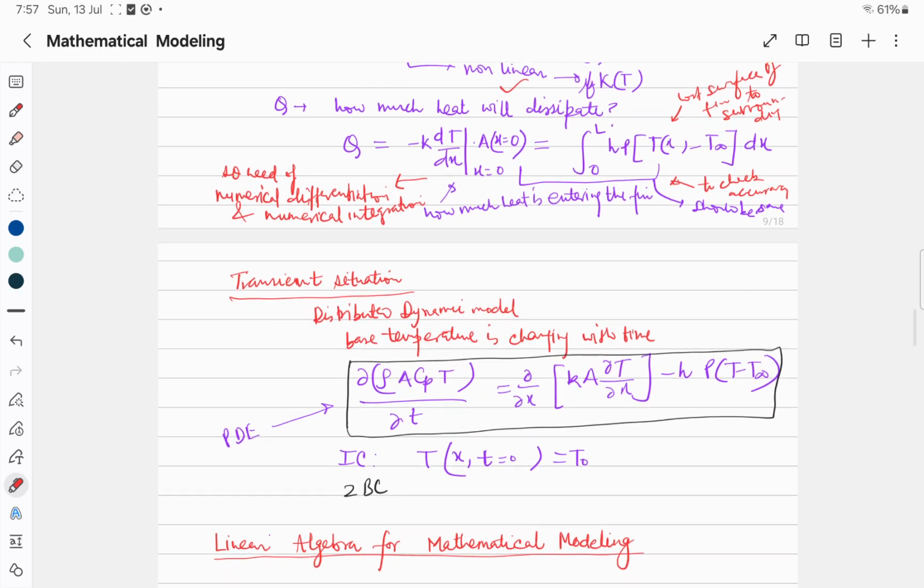Another situation that we are taking now: we will relax the assumption of steady state and take the transient situation.